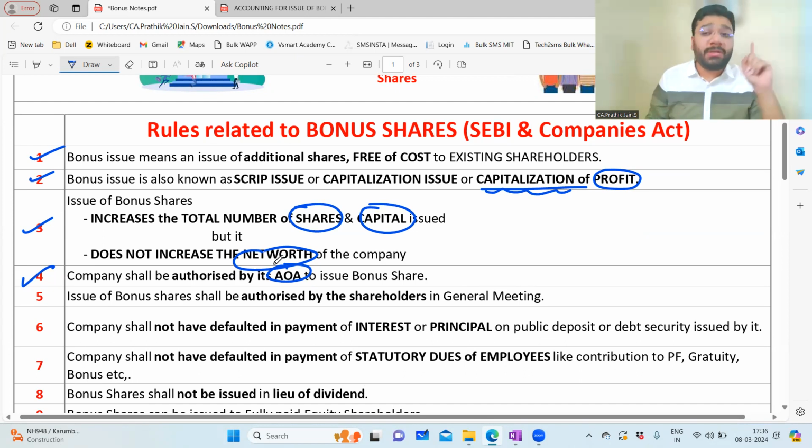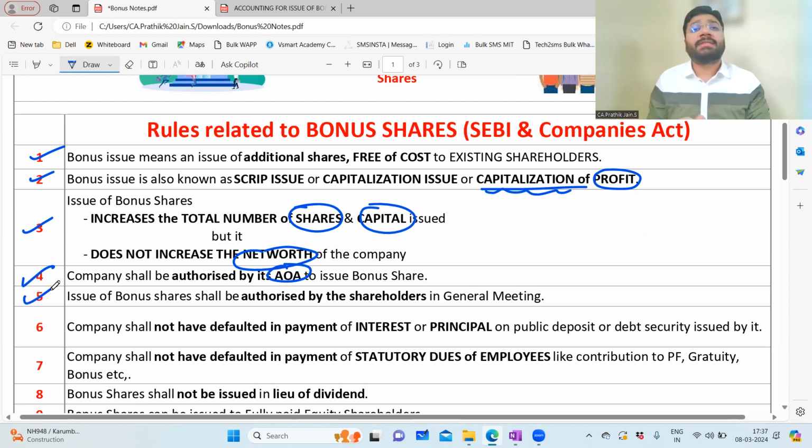If it is not there, what are you supposed to do? Correct. That procedure is called amendment. So you have to reapply, resubmit the AOA with the revised terms and conditions. You have to file that AOA with the Registrar of Companies, ROC. Once he gives the approval, then the latest AOA comes into existence. In that, since the authorization is given, we can go ahead with the issue of bonus shares.